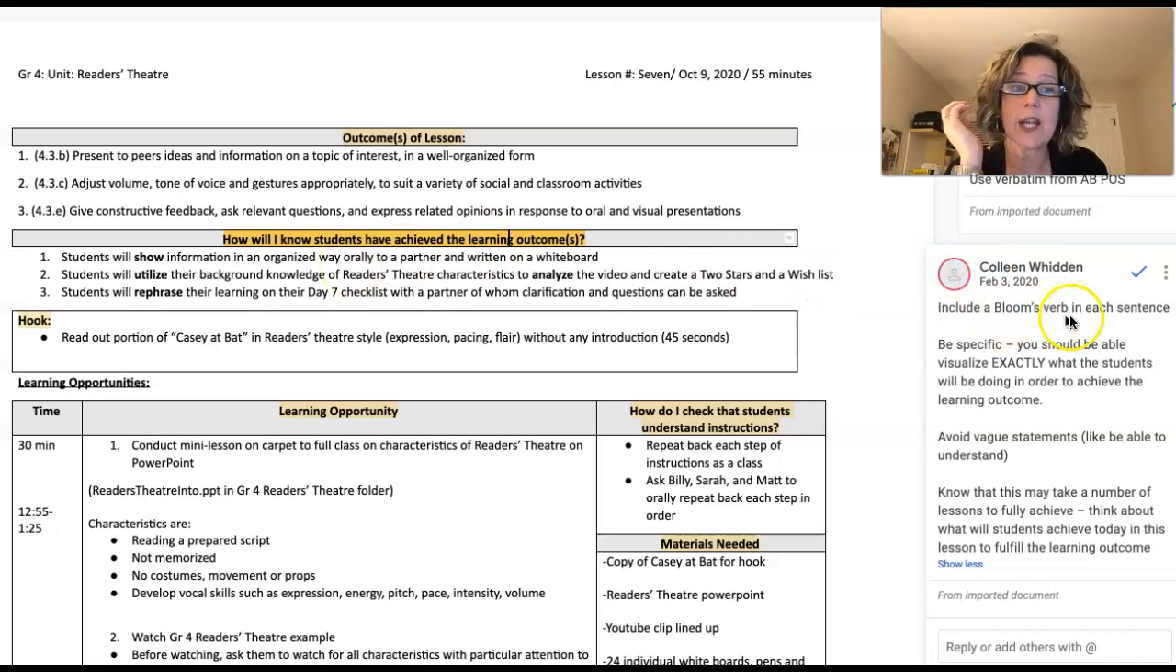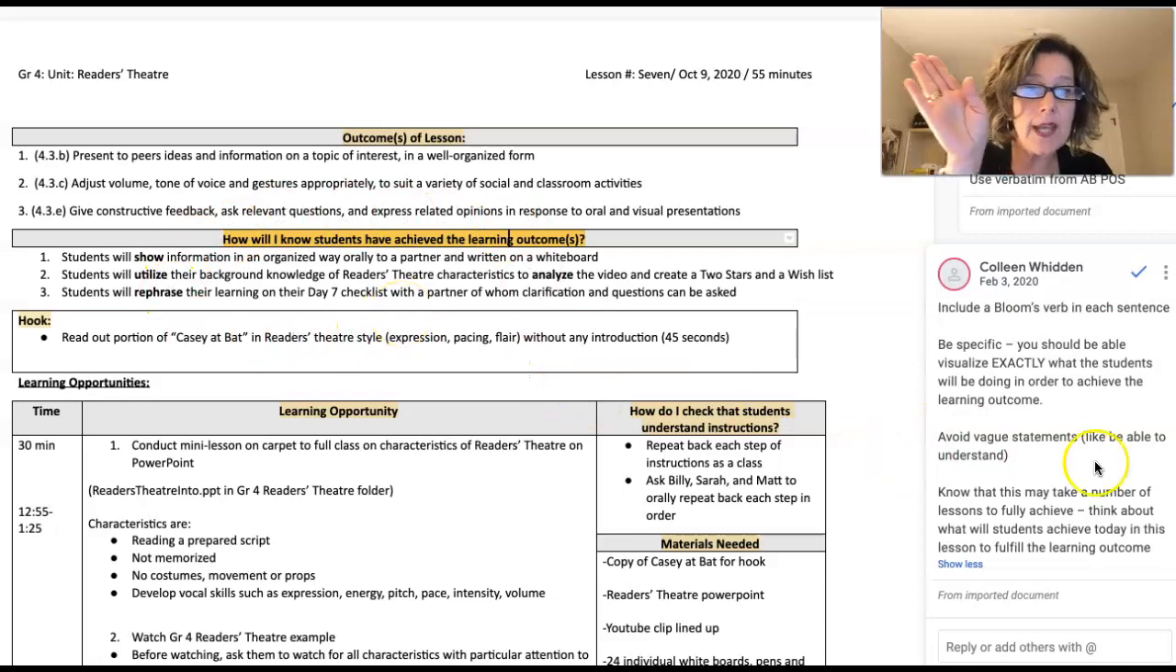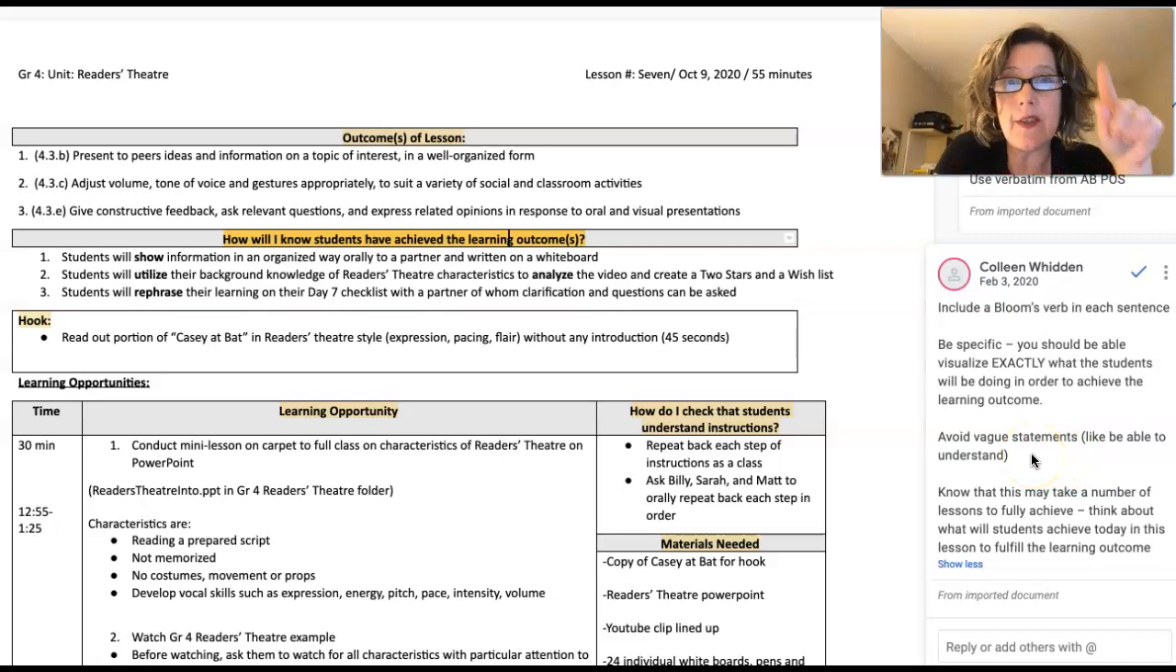So again, include a Bloom's verb in each sentence. Be specific. You should be able to visualize exactly what's going on. Avoid vague statements like understand. If you see understand in this section, you got to go back and get rid of it. Okay, and know that this may take a number of lessons to fully achieve these outcomes.